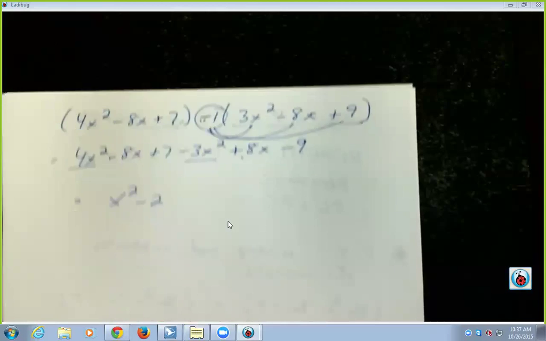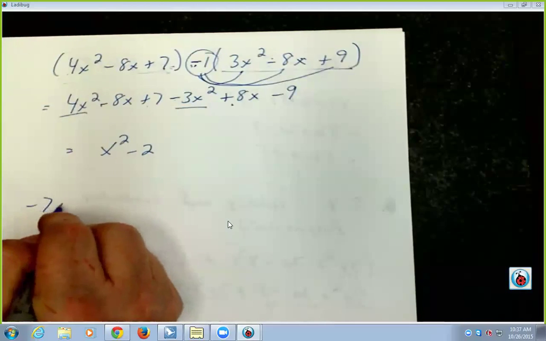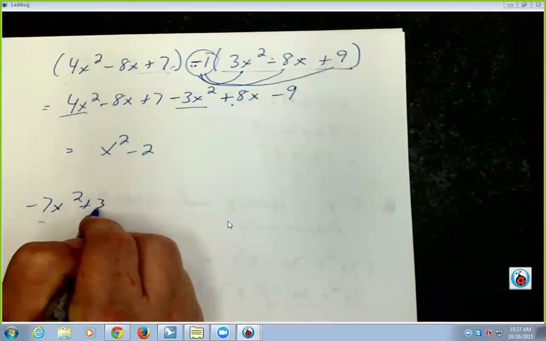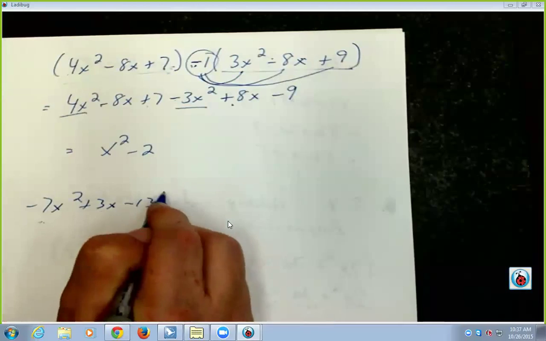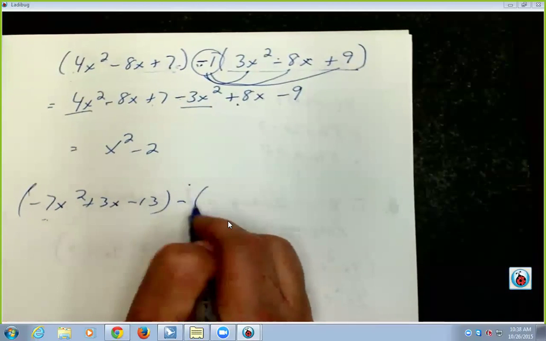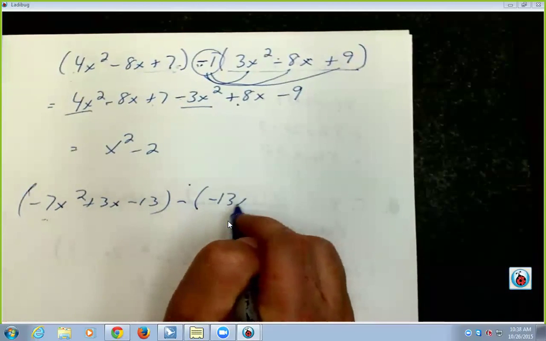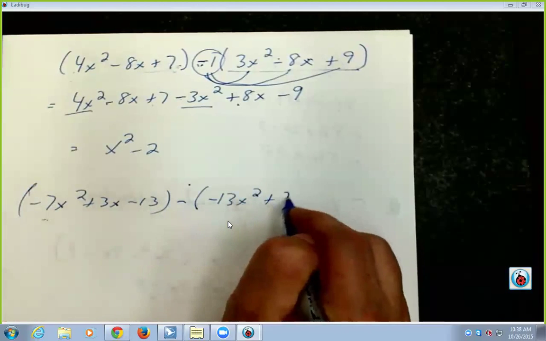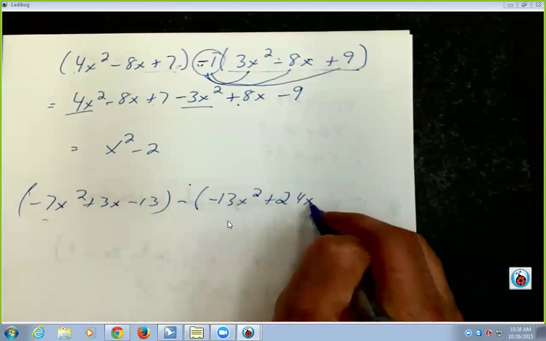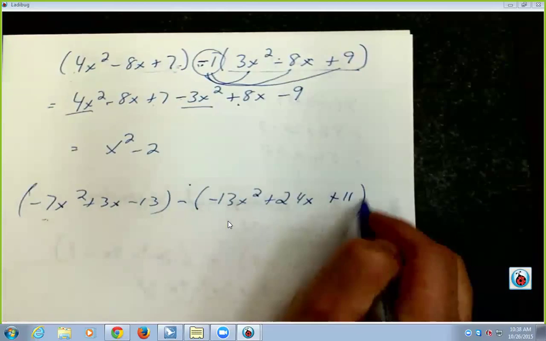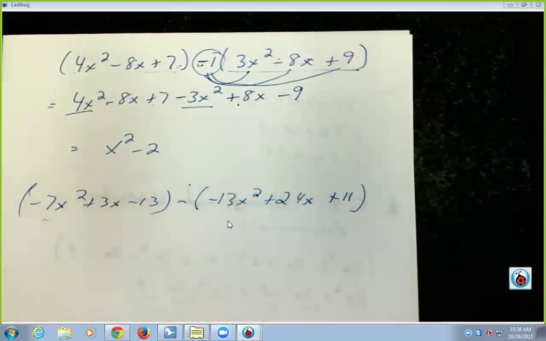So how about this one? We'll do one more. Negative 7x squared plus 3x minus 13 minus negative 13x squared plus 24x plus 11. See what you get for that one for an answer.